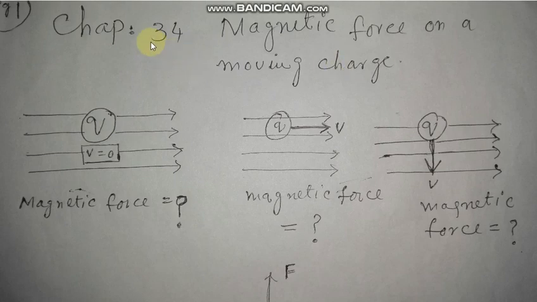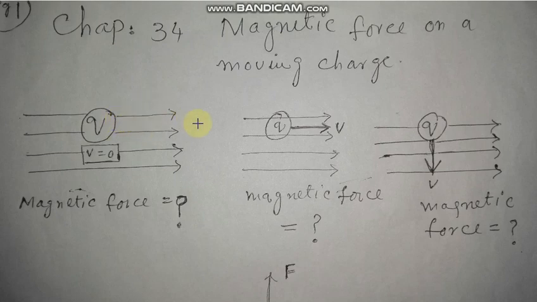Today we will start chapter number 34 and our topic is magnetic force acting on a charged particle. Here in this figure you can see that there are actually three figures.